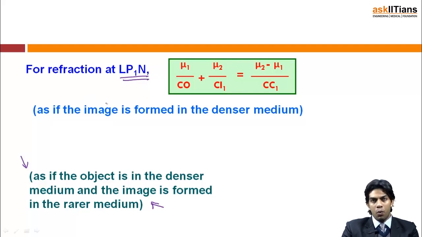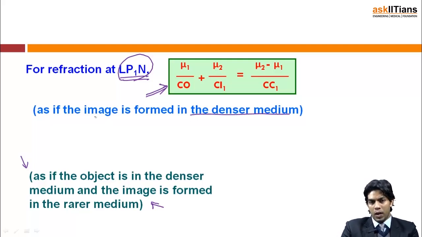At LP1N, when the incident light just hits the surface, I'm talking about LP1N. Applying refraction through the spherical surface, we end up getting mu1 by CU plus mu2 by CI1 equals mu2 minus mu1 by CC1, as the image is formed in the denser medium. It doesn't actually form in the denser medium, right? It appears that it is forming in the denser medium.